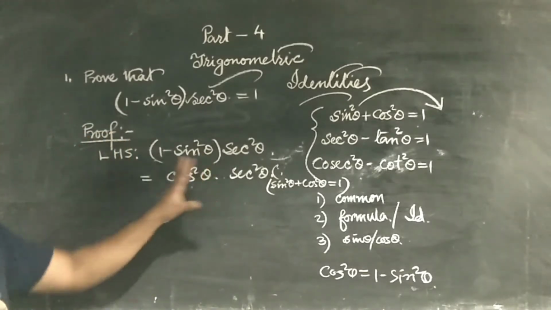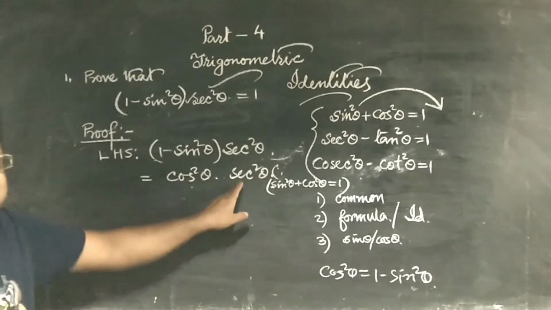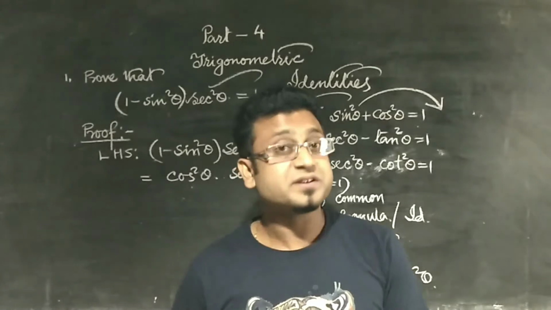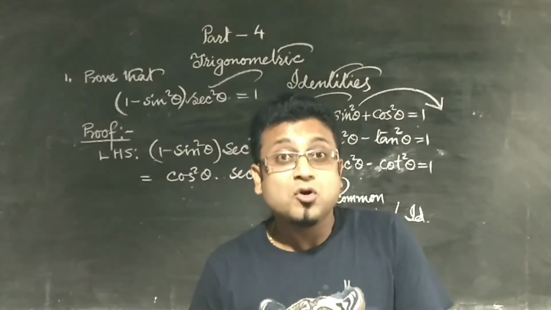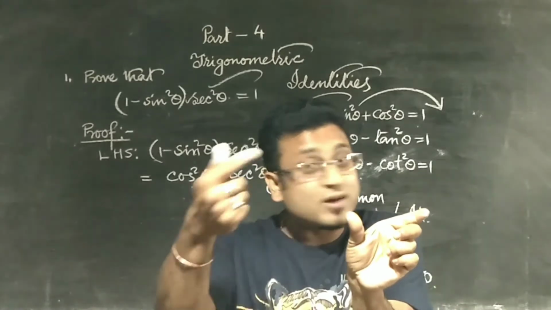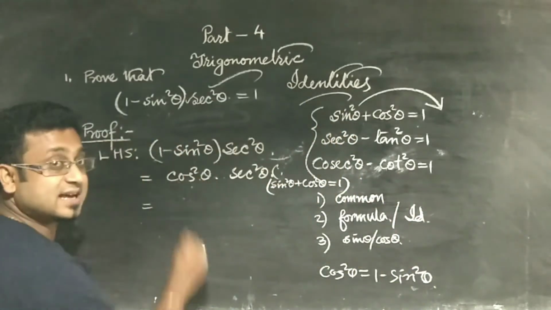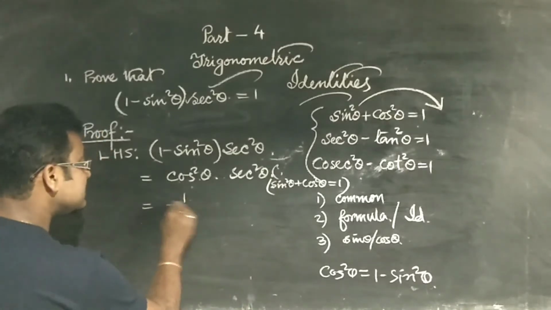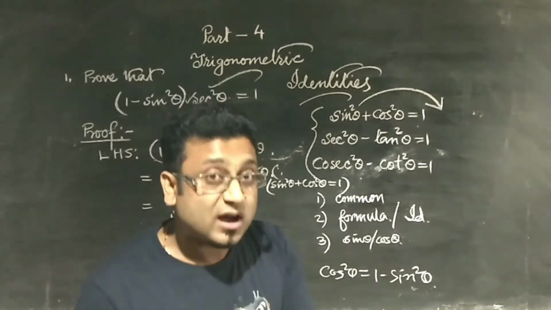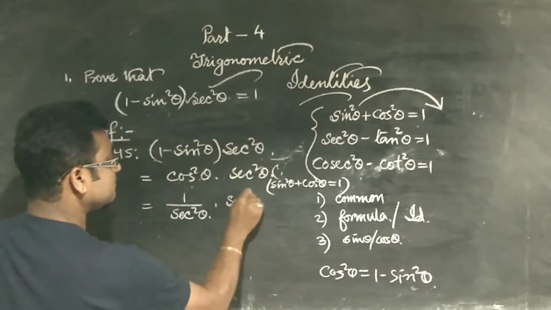Once you have applied the identity, now there it is cos and here it is sec. In my first video, I told you about the trigonometric ratios, where I told you cos and sec are opposite to each other. That means cos theta is 1 by sec theta. So here also I can apply: cos square theta will be 1 by sec square theta, and this sec square will remain as it is.